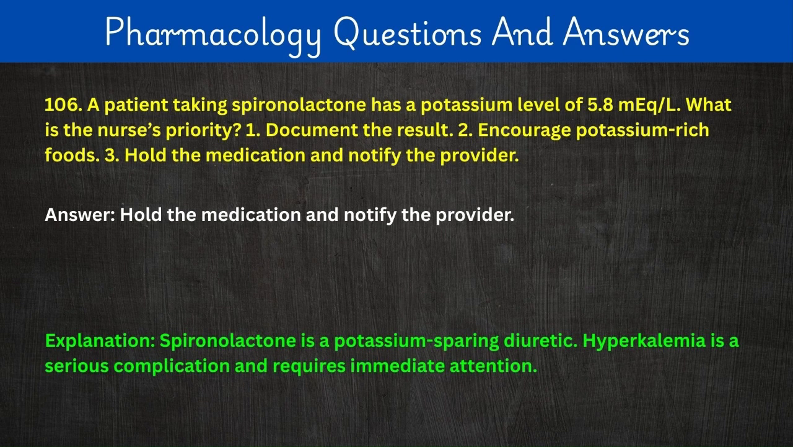106. A patient taking spironolactone has a potassium level of 5.8 milliequivalents per liter. What is the nurse's priority? 1. Document the result. 2. Encourage potassium-rich foods. 3. Hold the medication and notify the provider. Answer: hold the medication and notify the provider. Explanation: spironolactone is a potassium-sparing diuretic. Hyperkalemia is a serious complication and requires immediate attention.